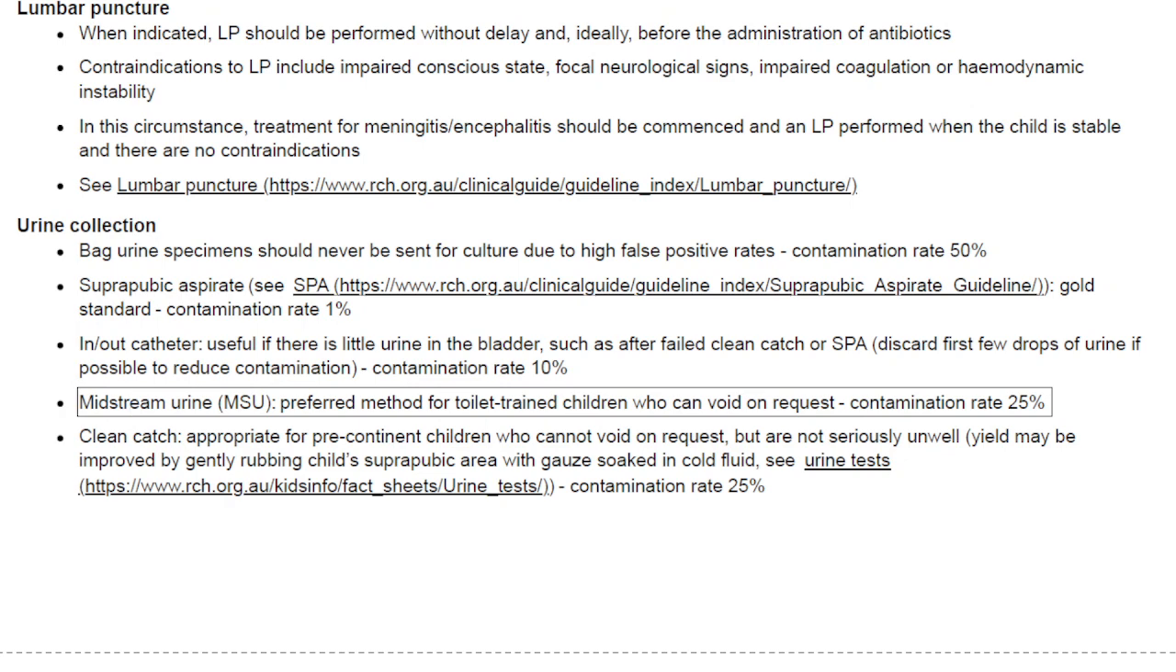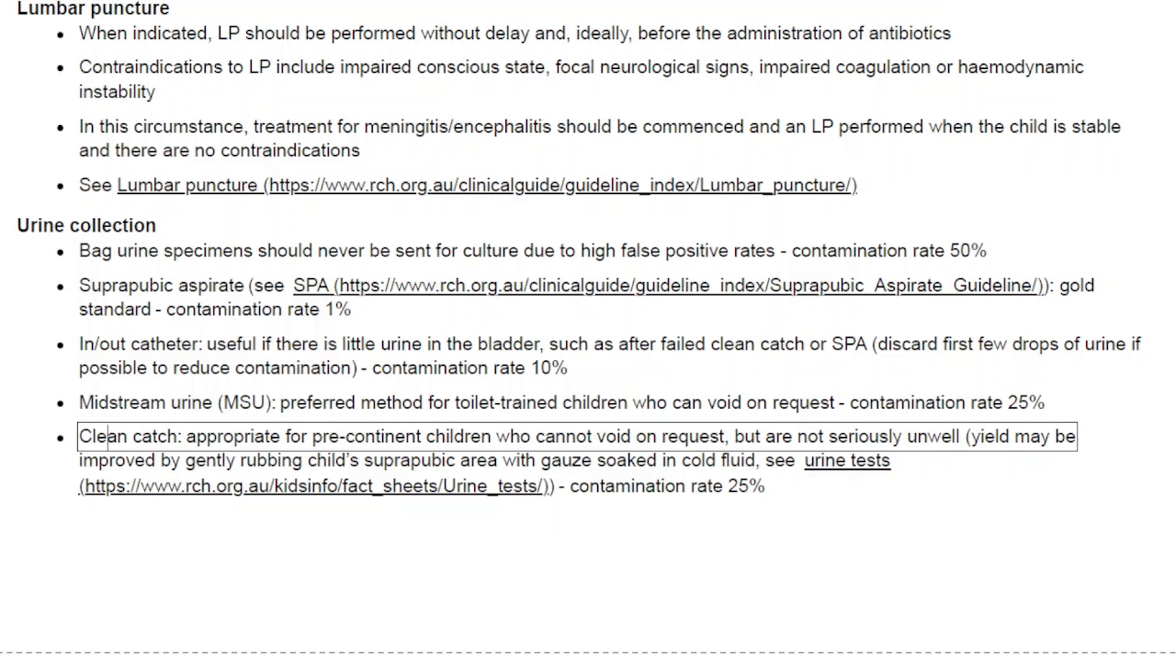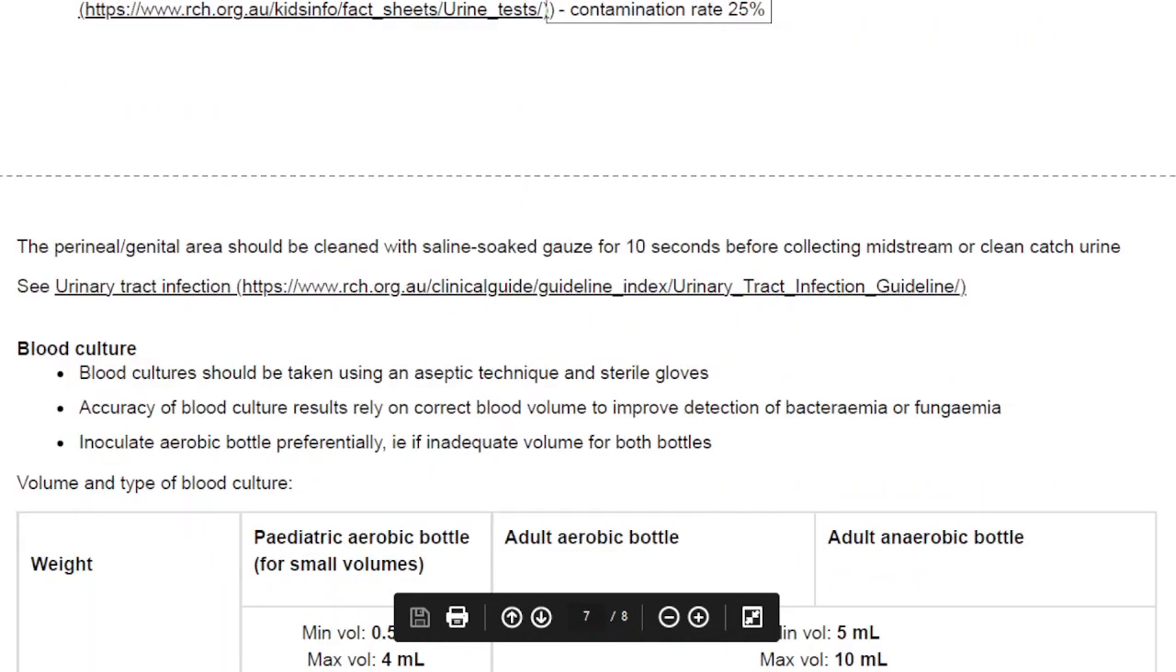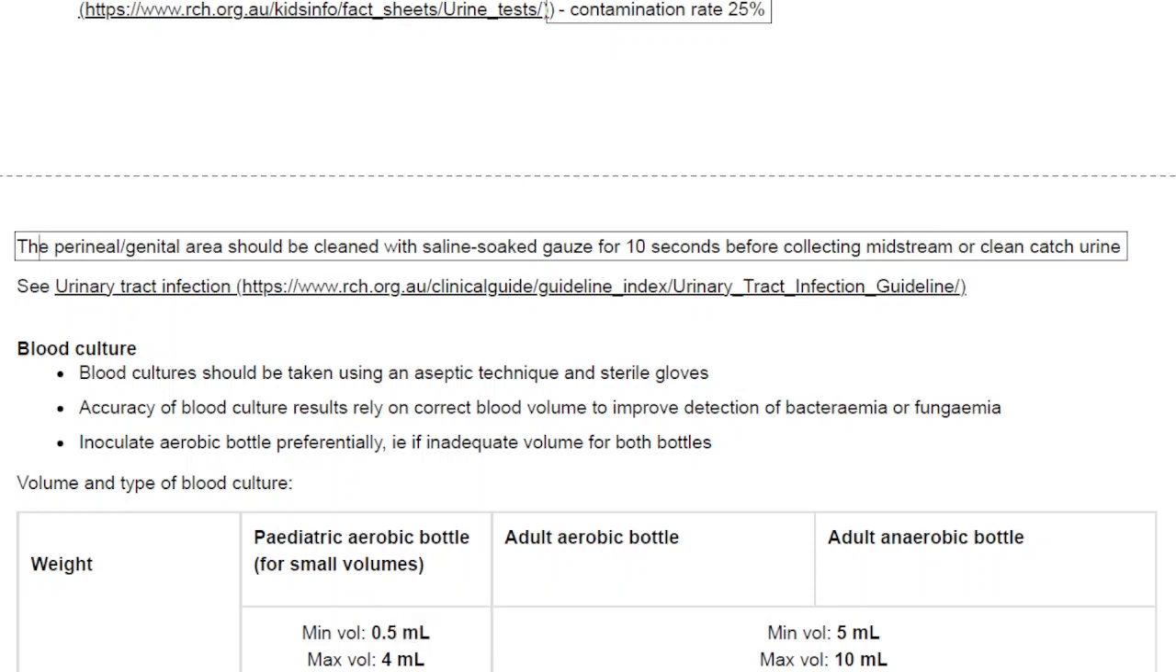Midstream urine, MSU, preferred method for toilet-trained children who can void on request, contamination rate 25%. Clean catch, appropriate for pre-continent children who cannot void on request, but are not seriously unwell, contamination rate 25%. The perineal/genital area should be cleaned with saline-soaked gauze for 10 seconds before collecting midstream or clean catch urine.